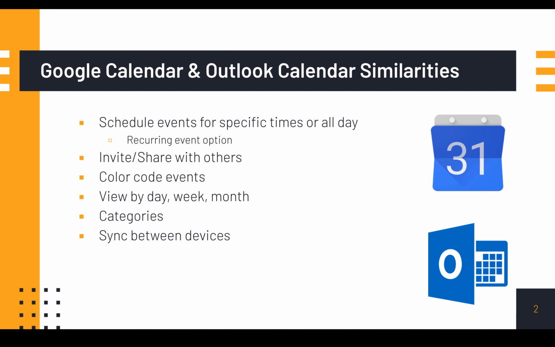Both calendars allow you to invite or share your calendars with others. You can also color code your different events in both calendars. You can view your calendar by a specific day, week, month. You can also break it down into different categories. So I could have an appointment category or a specific class like Teen Chef category, and so on. And those categories can be shared with specific groups in Google.